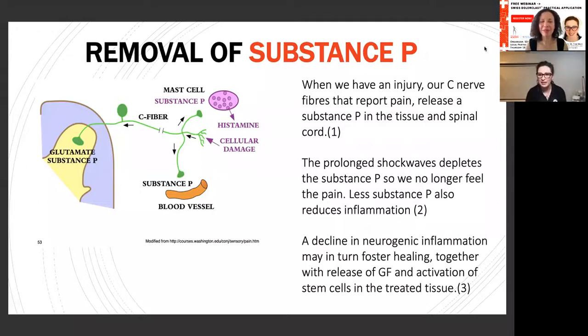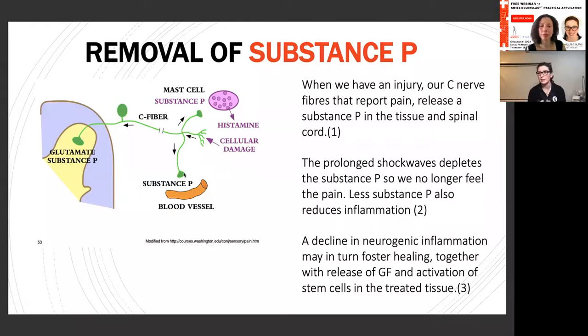Okay, so when we have an injury, we have our C nerve fibers that report pain. So in this picture, the C nerve fibers are the green fibers there. And they release a substance P in the tissue and the spinal cord. So you can see the substance P is in the mast cells. We've got around the blood vessels, we've got inflammation, we have all these things. So when we have shockwave, it actually depletes the substance P, so we no longer feel the pain and we get a local analgesic response.